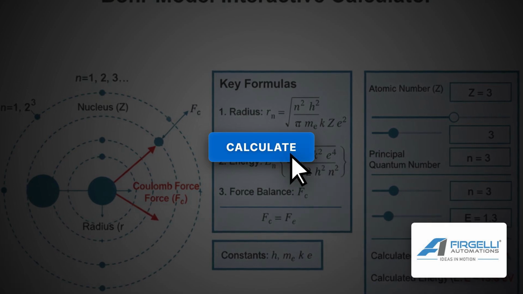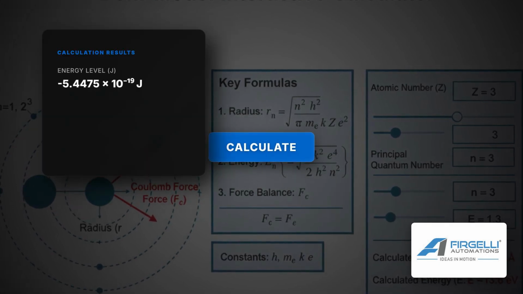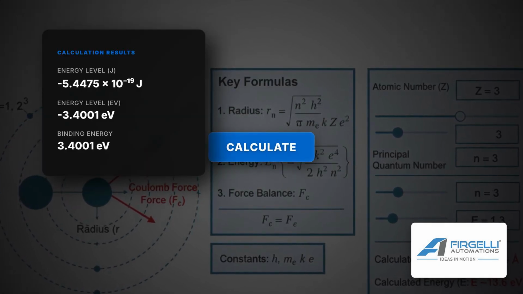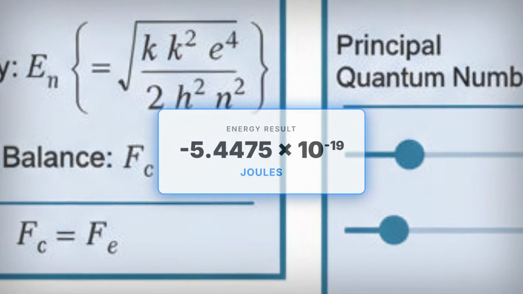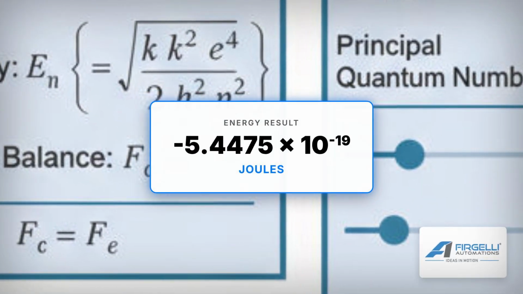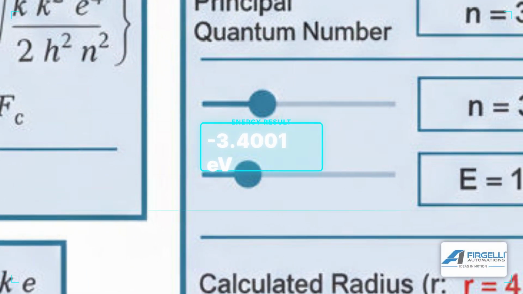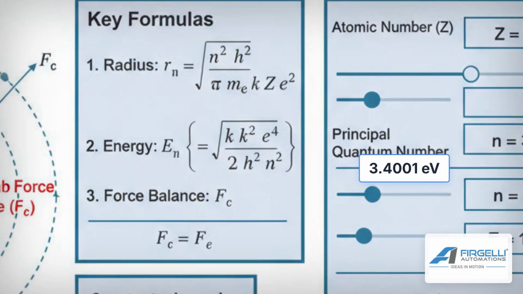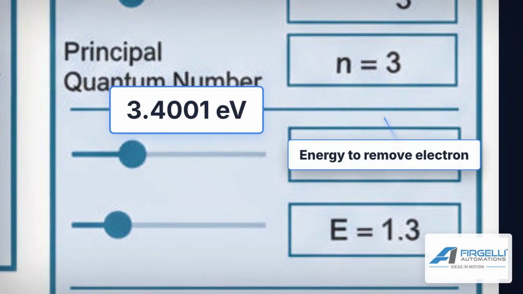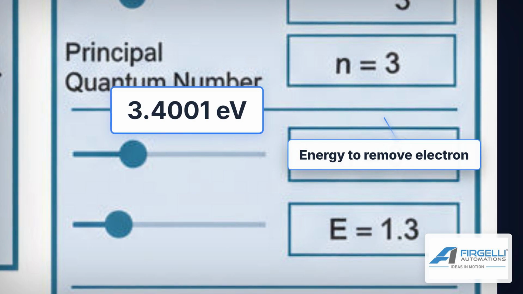Now let's calculate. With atomic number 1 and principal quantum number 2, clicking Calculate gives us 4 results. The energy level E_2 equals negative 5.4475 times 10 to the minus 19 joules. This same energy converts to negative 3.4001 electron volts. The binding energy is 3.4001 electron volts, representing the energy needed to remove the electron.